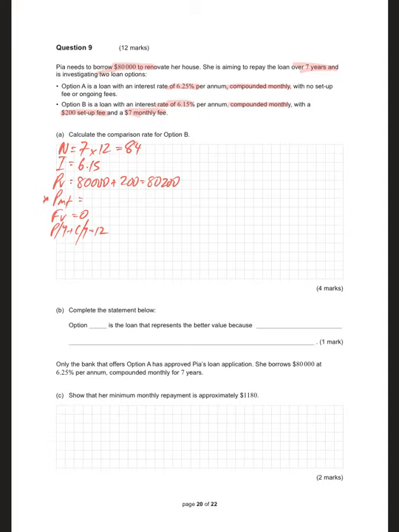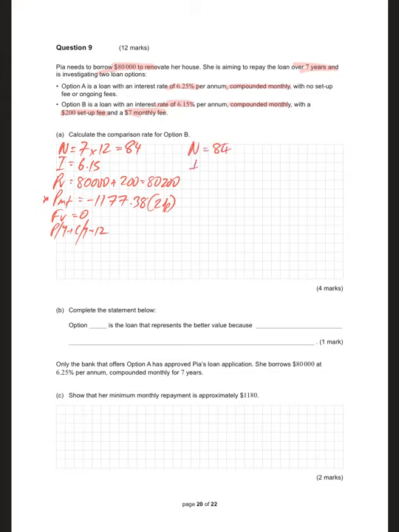Apps, Finance, TVM: 84, 6.15, 80,200, positive because it's a loan, nothing owed at the end of the loan, 12. Solve for PMT, negative $1177.38 to 2 decimal points. But now, what is the comparison rate?